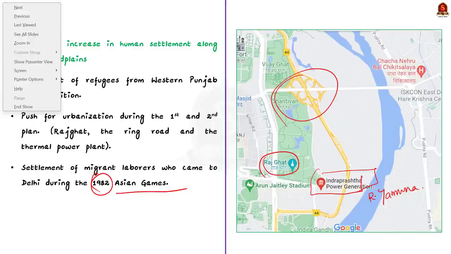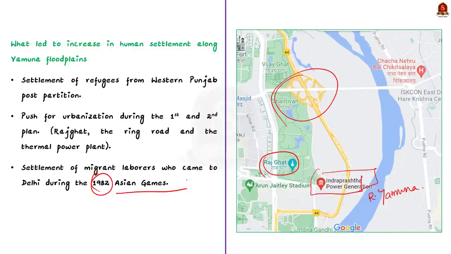They were tasked with building flyovers, sports facilities and luxury apartments, but they were not provided any formal housing. So once the Asian Games got over, these laborers settled along the Yamuna floodplains. Like this, slowly, wave after wave, illegal settlements increased along the floodplains. The judiciary took some steps to address the issue.